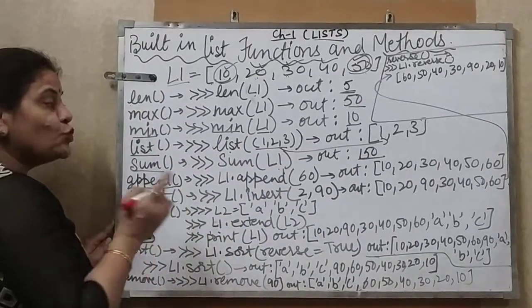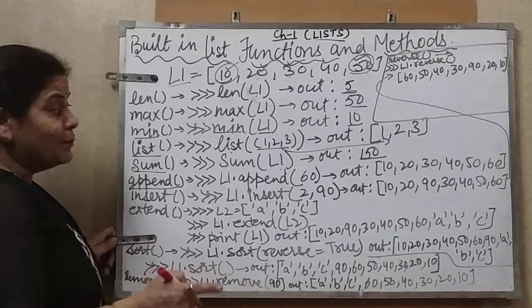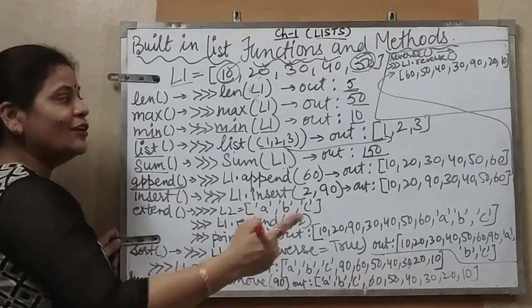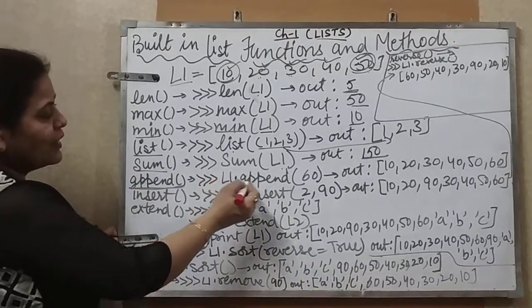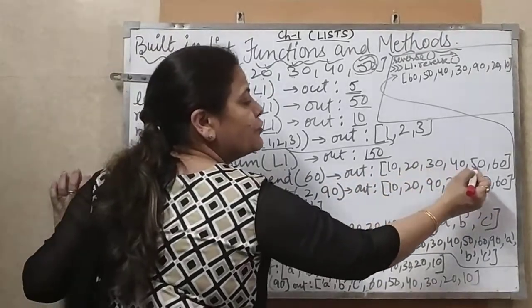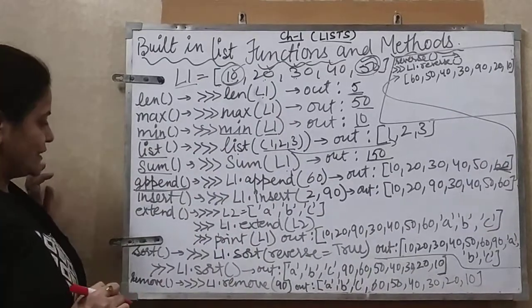Append function means to add a value in a list at the end. It is compulsory because append means to add one element at the end of the list. Suppose I write L1 dot append 60, then it will give me the values 10, 20, 30, 40, 50 and at the end it will add a new element 60.